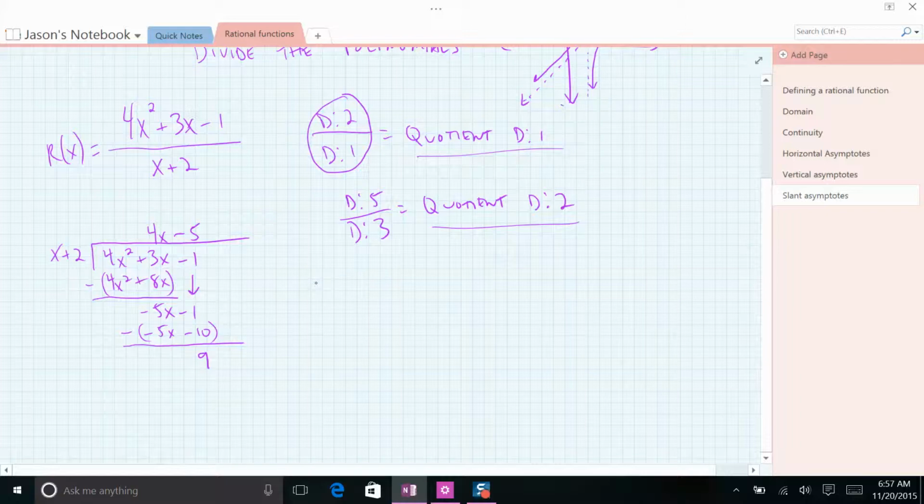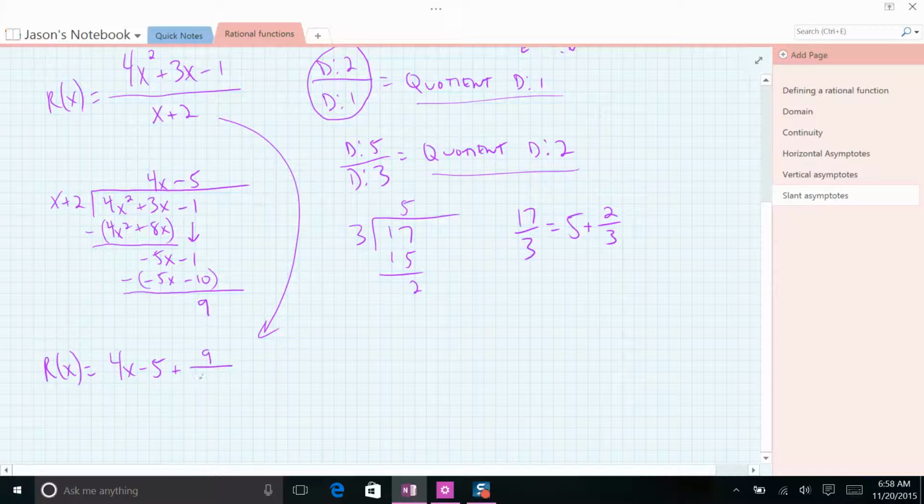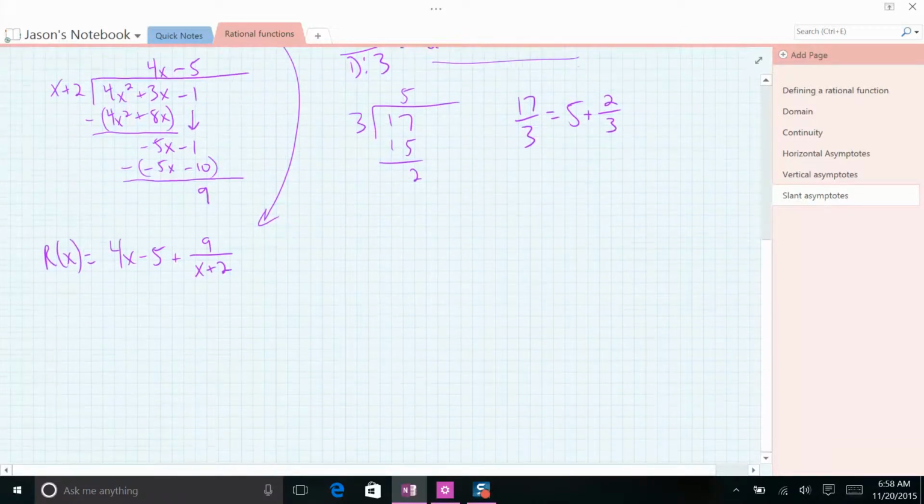So remember, one way to write division, if I do this quickly on the side, what this would mean is that 17 divided by 3, the rational number 17 over 3, could be written as the quotient plus the remainder divided by the divisor. And that's what we're going to use in this instance. This is how we're going to rewrite this thing. We're going to rewrite r of x as the quotient plus the remainder over the divisor. Okay?